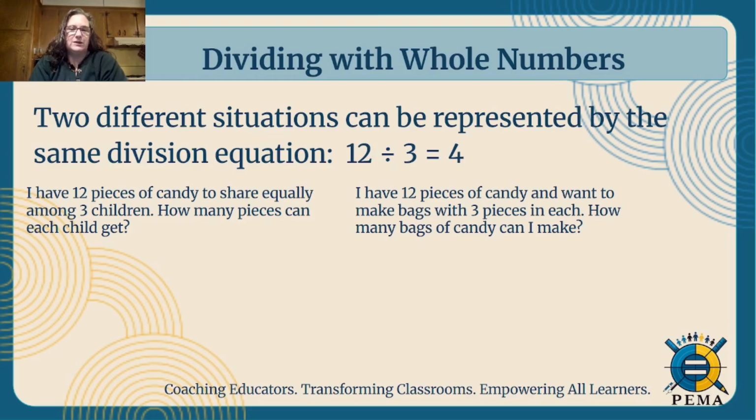So the same equation, 12 divided by 3 equals 4, can be representing two different division situations. Here's two problems that show us those two situations. The first one: I have 12 pieces of candy to share equally among 3 children. How many pieces can each child get?